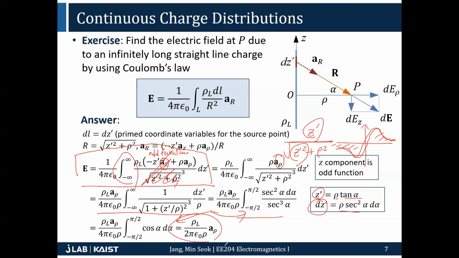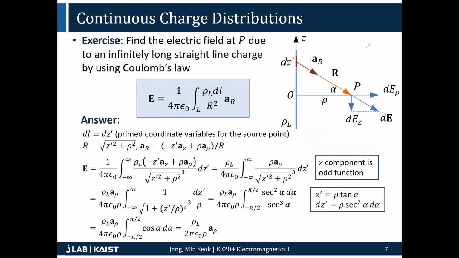If we have an exam, and any problem involves a complicated integration technique, I'll give you an integral table. So you don't need to worry too much about these techniques. These tricks are not that important. What's important, I would say, is that you need to be able to properly write dl, r, and a_r in proper coordinate variables. Okay, any questions so far?